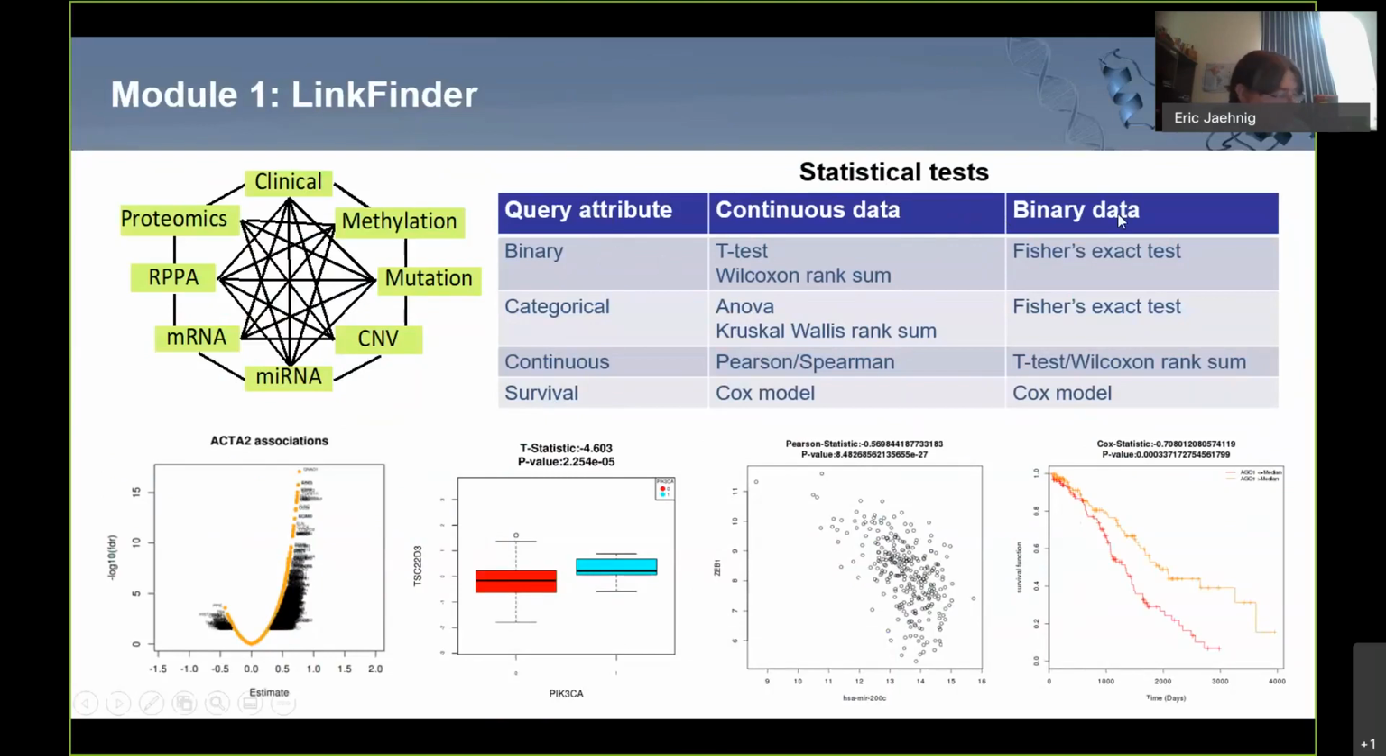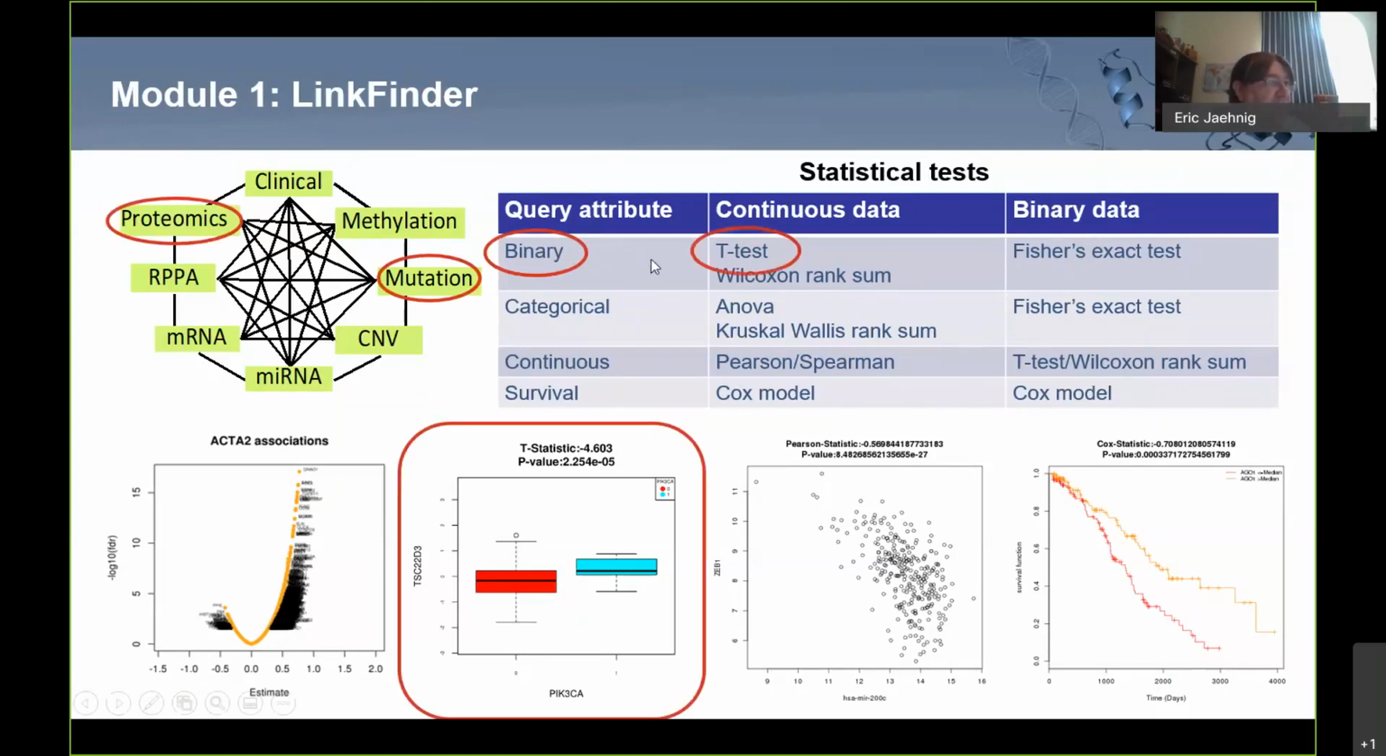set of your choice. As shown in the table here, the type of statistical test that Link Finder performs will depend on the type of data you're using in your search. For example, if your query attribute is a binary attribute, such as whether or not a gene is mutated in a given sample, then Link Finder will allow you to perform either a t-test or a Wilcoxon test if the target data is continuous, or it will perform a Fisher's exact test if the target data is binary.